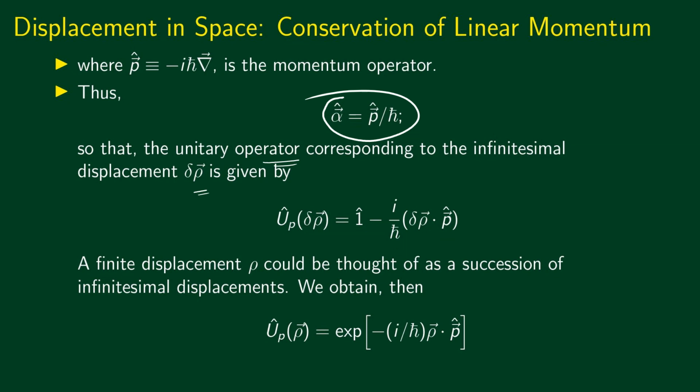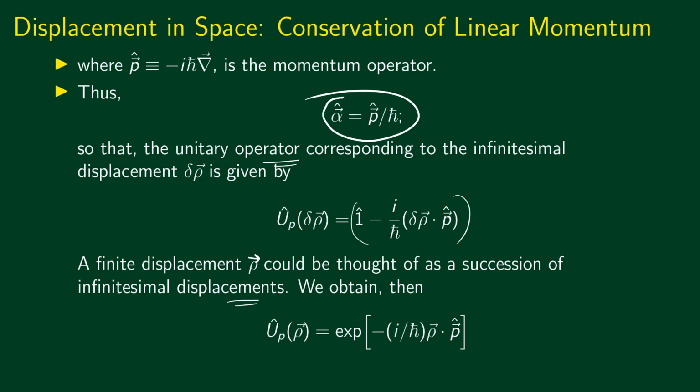You can also find the operator corresponding to a finite translation or a finite displacement. So a finite displacement rho vector could be thought of as a succession of infinitesimal displacements. So we can take a large number of infinitesimal displacement operators like this and multiply them together to obtain a finite translation.